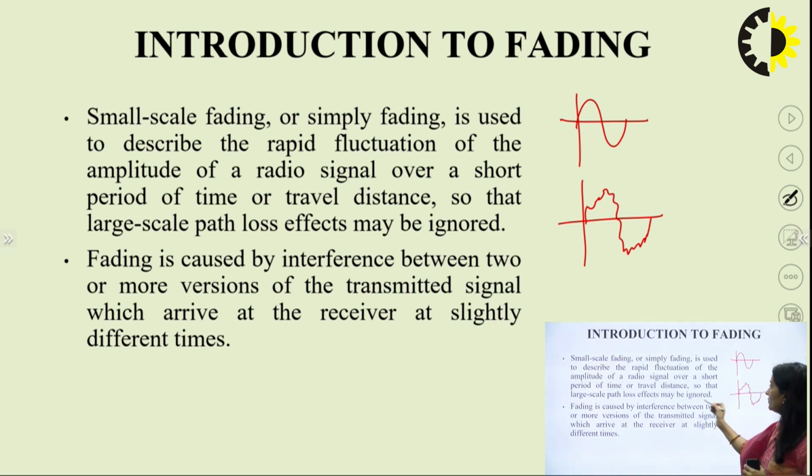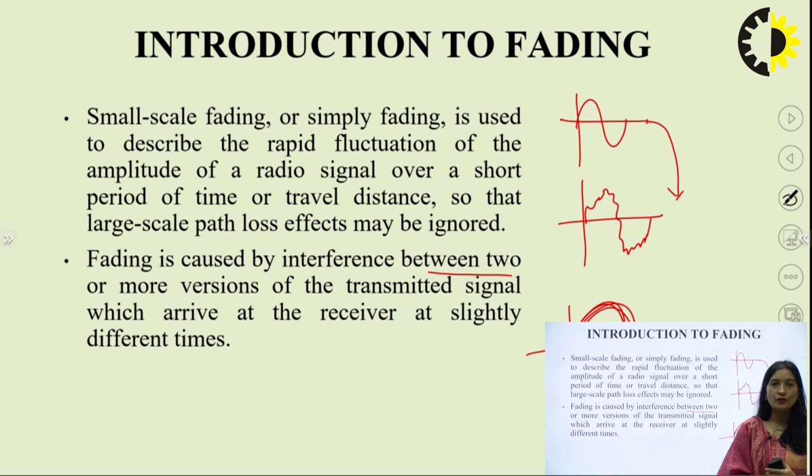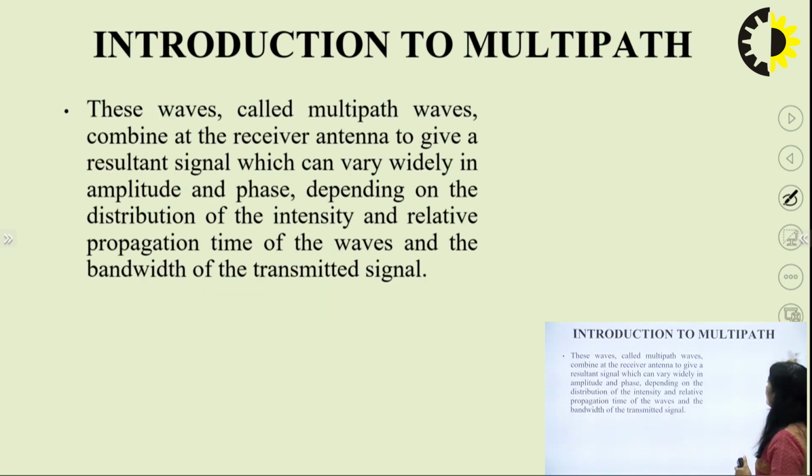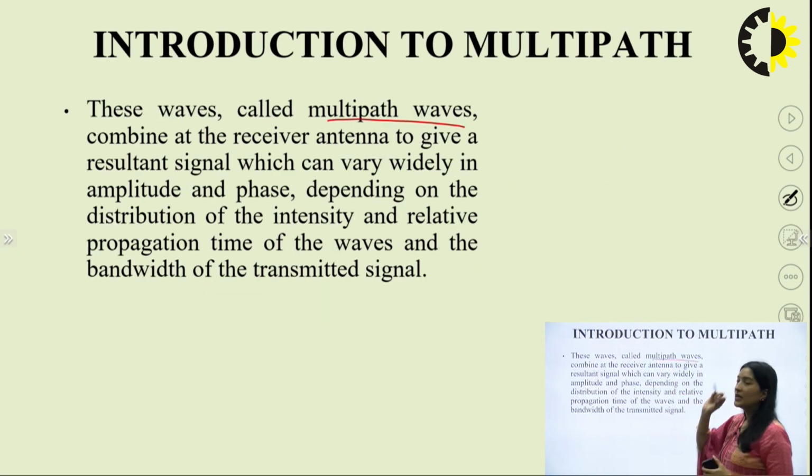Fading is caused basically by the interference between two or more versions of the same signal which are received at the receiver at different times. So this signal we have transmitted, but at the receiver, because of fading, reflection, diffraction and scattering, you are not receiving only one signal, whereas you are receiving multiple versions which are also time shifted. These time shifted versions which we receive at the receiver because of fading are known as multipath. So these waves are known as multipath waves.